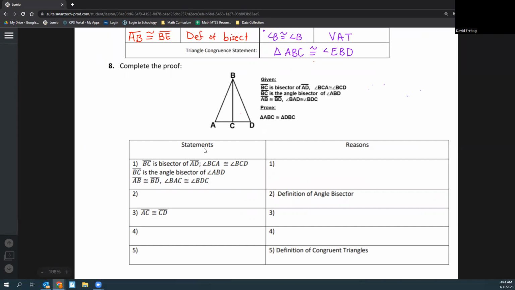So we're going to go through this. We're going to mark up the diagram, and then we're also going to look at the reasons. Okay. The very first statement is everything that was given to me. So I'm going to just write given in my reasons because it was given to me.